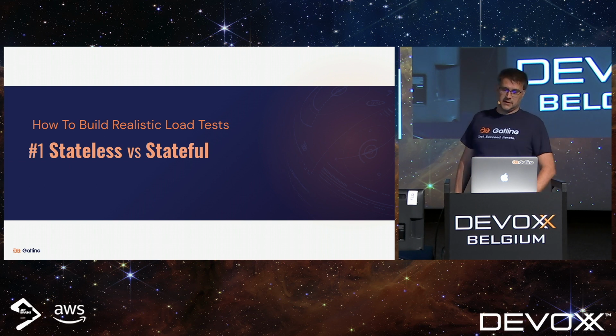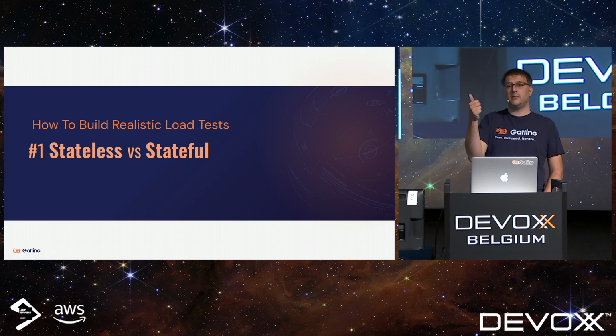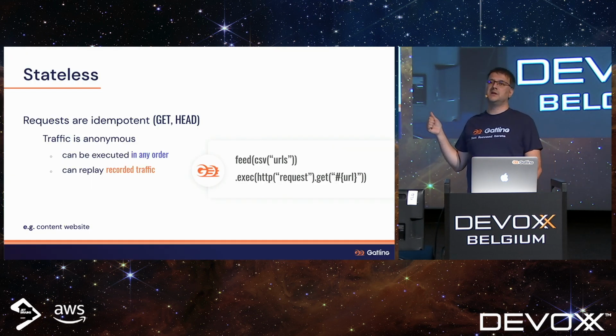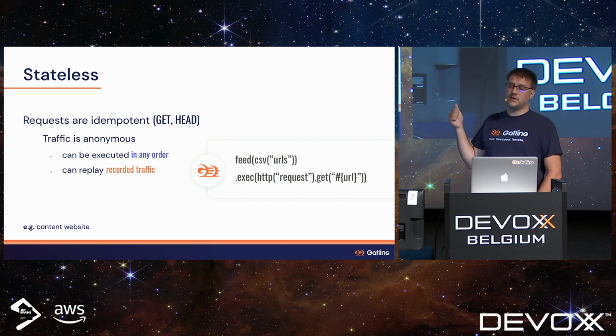So in order to build realistic load tests, the first thing you need to do is figure out how your application actually works. For example, is your application stateless or stateful? If it's stateless, it means that most or all of your requests are GET or HEAD requests, and they don't modify the state of your application. Typically, they don't modify the state of the database. In this case, traffic is typically anonymous, and typically we're talking about content websites like news.